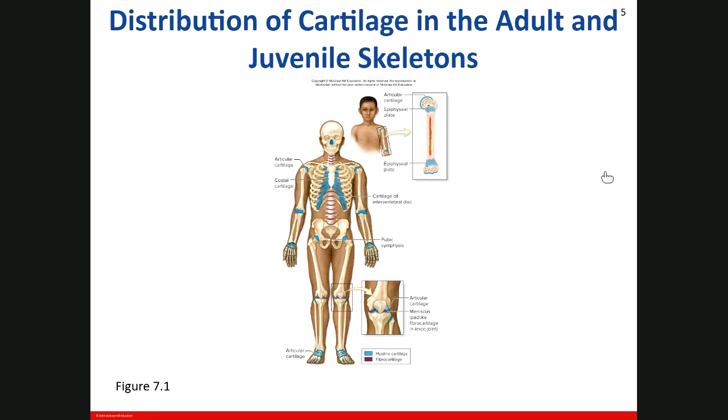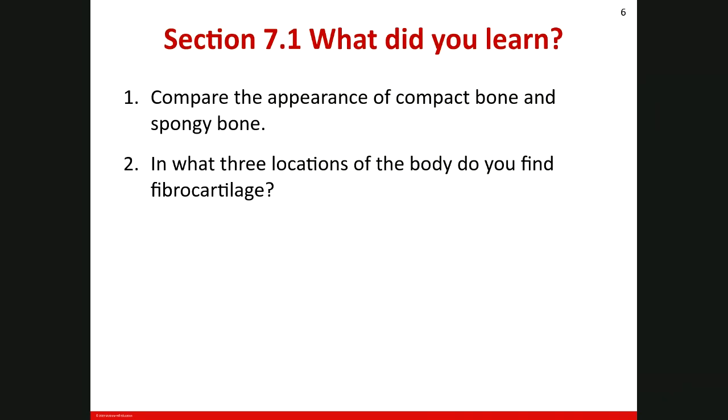And now you can answer these two questions. What is the difference between the appearance of compact bone and spongy bone? And in what three locations of the body can you find fibrocartilage?